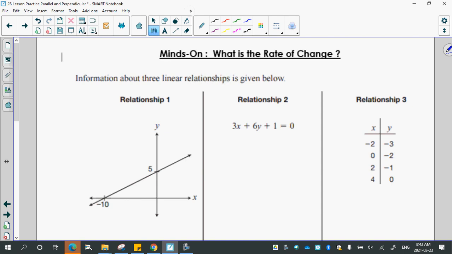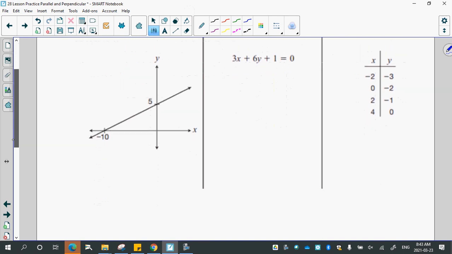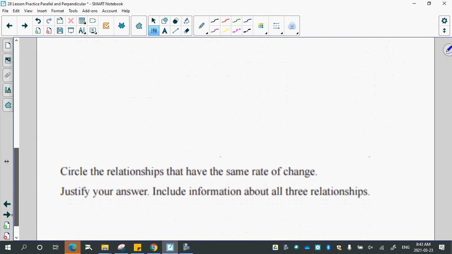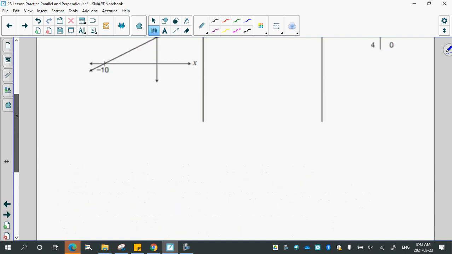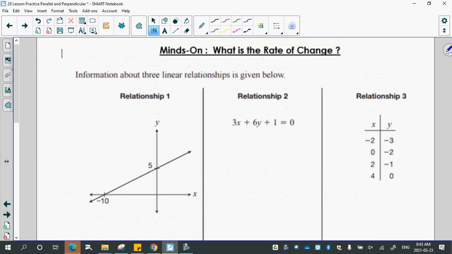So this question gives you information about 3 different linear relationships. And the question part is circle relationships that have the same rate of change. Justify your answer. Include information about all 3. So before we take it up, who thinks they know which ones are the same rate of change?